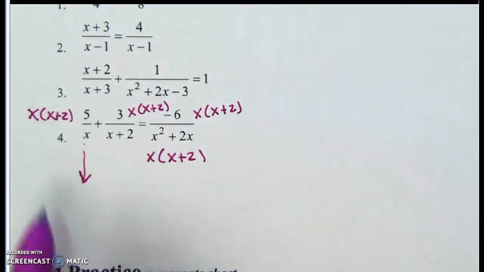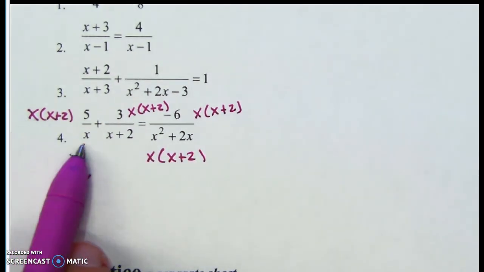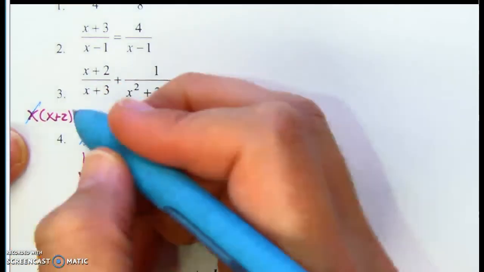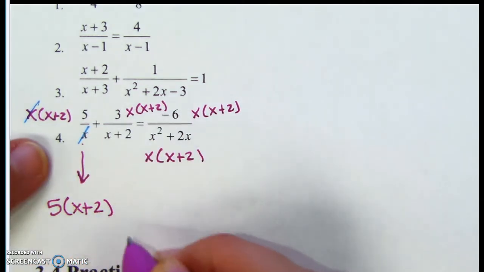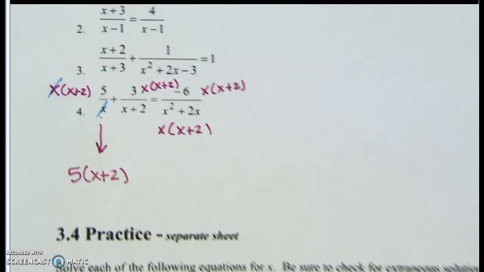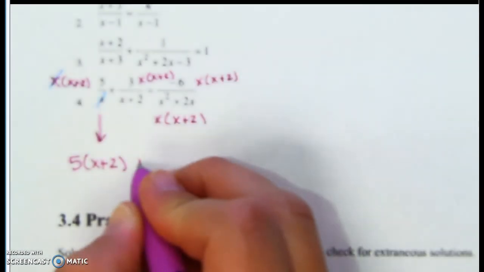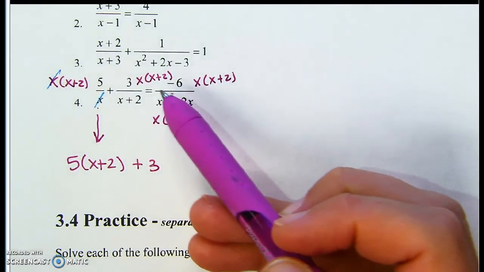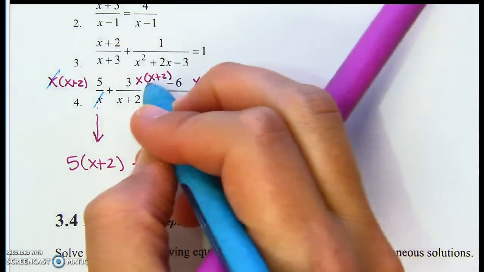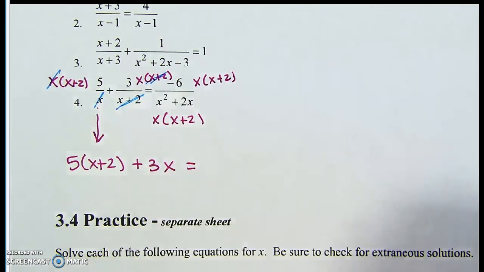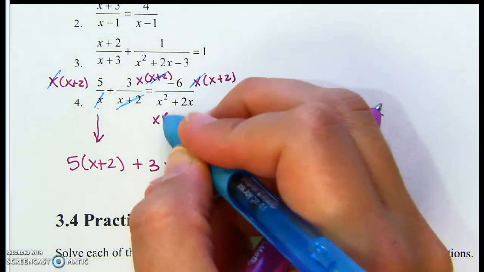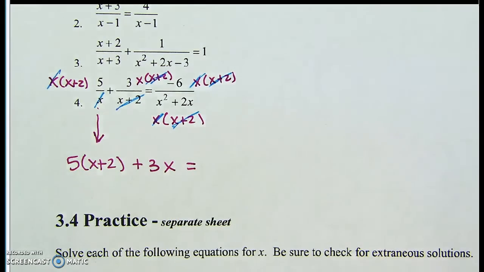From here, what cancels? The x is canceled, yes? And what stays? What stays is 5 times x plus 2. Are there any fractions anymore? No. Okay, go to the next term. Plus 3. What cancels? And what stays? 3 times x. Equals, what cancels? All of this, right? X divides out with x, and x plus 2 divides out with x plus 2.